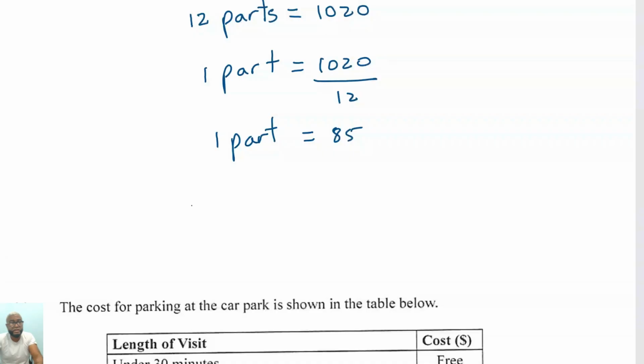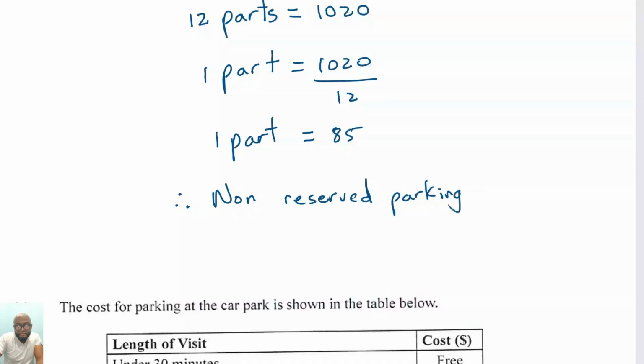So therefore, non-reserved parking would be equal to 7 multiplied by 85. And what does this give me, my brothers and sisters?